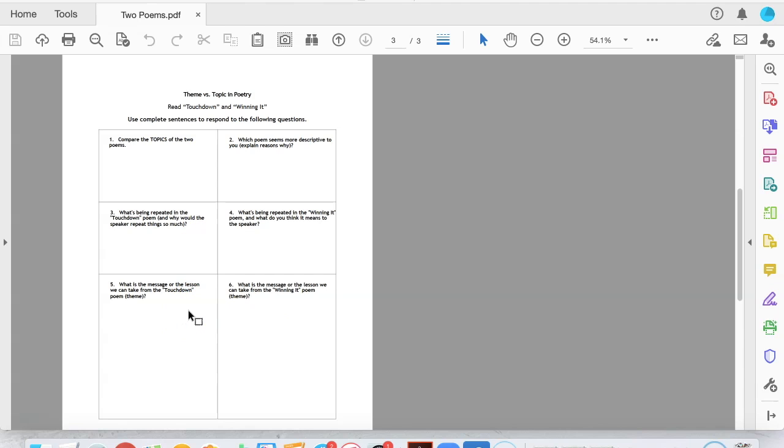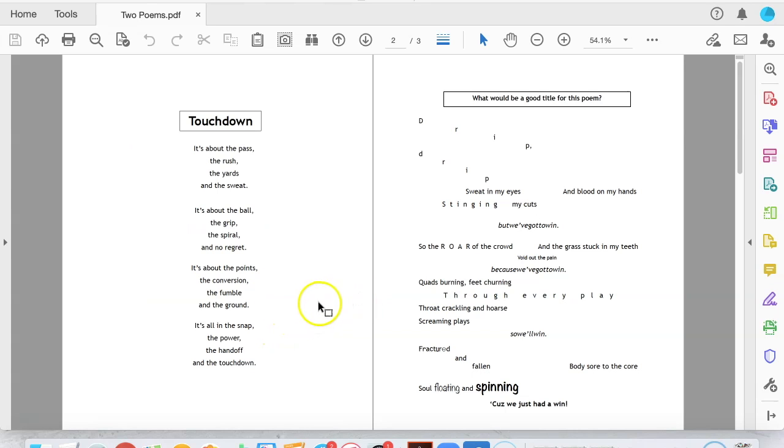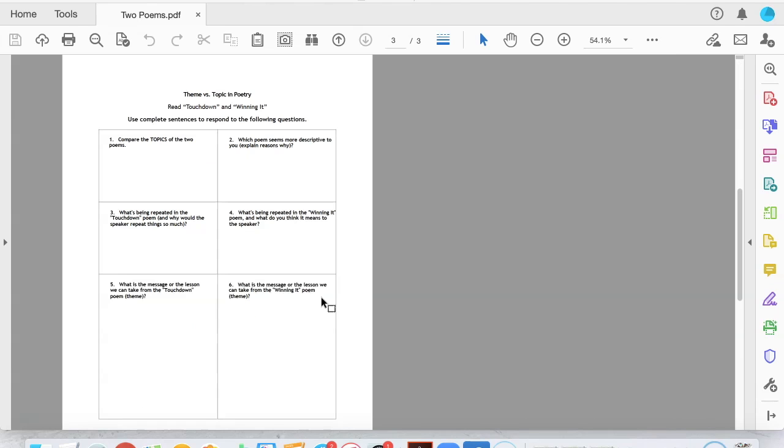And let's look at questions 5 and 6. Question 5. What is the message or the lesson that we can take from Touchdown? And what is the message or the lesson that we can take from the Winning It poem? So we're talking about theme here, okay? We're talking about that overall message. What can we get from this, okay? And there are many different ways to explain this. So don't be afraid that you're thinking, okay, well, I don't know what the one right answer is. What's the one best way to explain it?